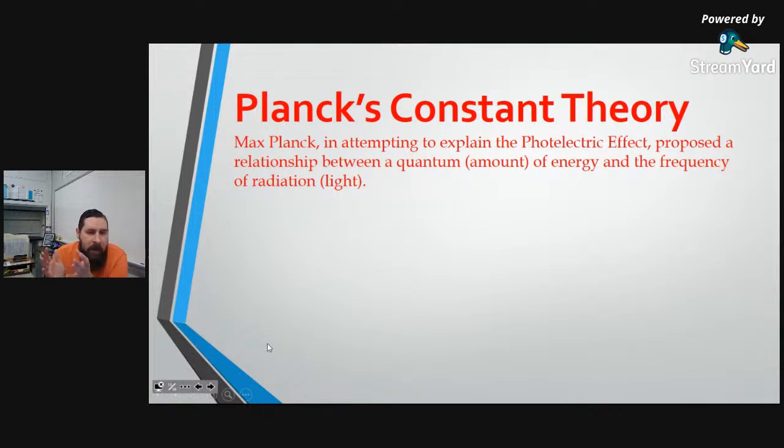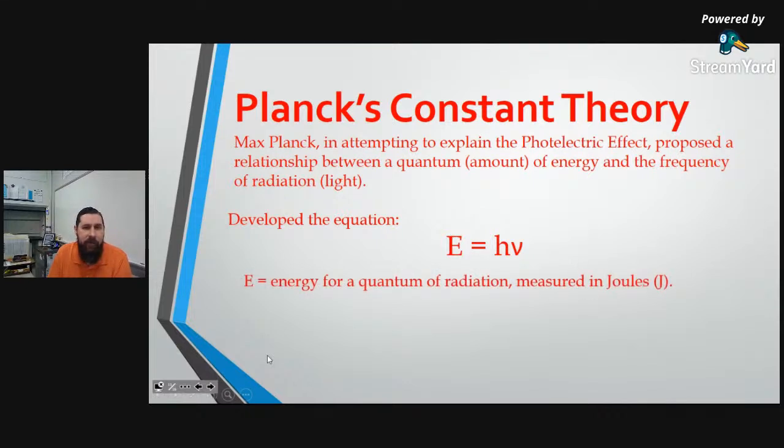And this comes from this guy, Max Planck. He was attempting to explain this thing called the photoelectric effect, where you take a really intense beam of light, shine it on a piece of metal, and you eject electrons from that piece of metal. And what Max Planck realized or proposed is that there is a relationship between the quantum, or the amount of energy, and the frequency of the radiation or light that he was using. And he ends up developing this equation, E equals h nu, where E is going to be the energy of the quantum of radiation, in other words, the amount of energy, and we measure that in terms of joules.